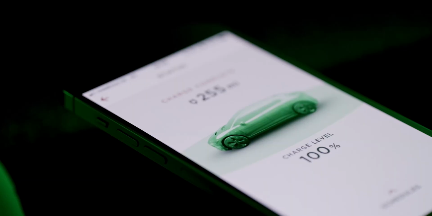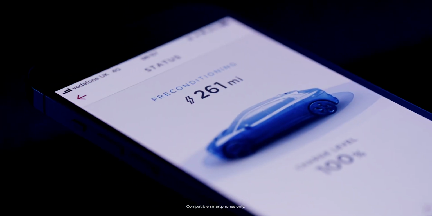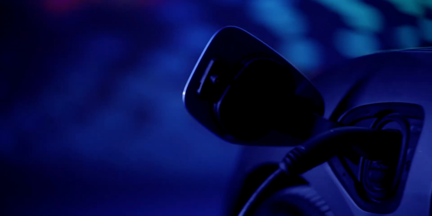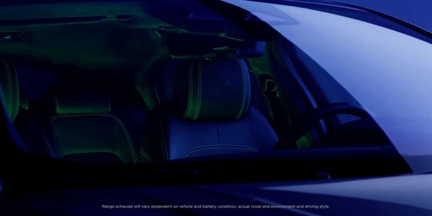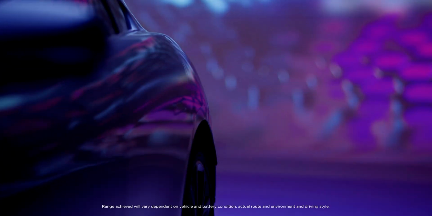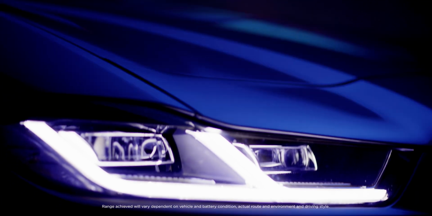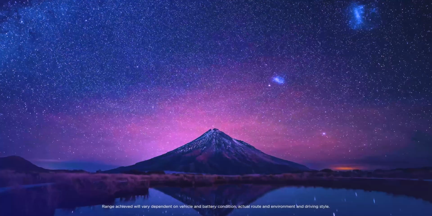Preconditioning is another great feature. While your I-PACE is plugged in, it heats or cools the battery to its optimum temperature and does the same for the interior. Using power from the mains instead of from the battery is more energy efficient and maximises range.